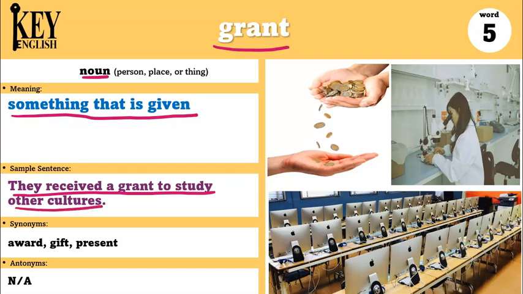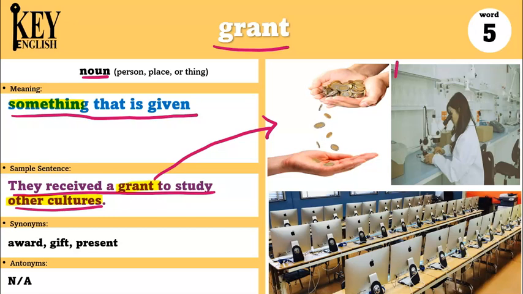In this sentence, I want you to imagine that someone is in a college or a university studying something, and they want to do more research about it. Maybe they want to go to another country to learn about other cultures. But to do that, they need to get some money so that they can travel and they can do their research. We would call that money a grant. It is given to the person who wants to go study other cultures. So this word grant is often used as a way to say they are getting money to do something.